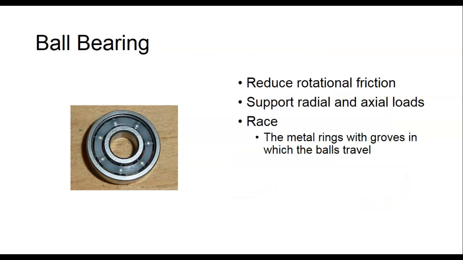This is the ball bearing. This is probably the most widely used out there. It reduces rotation friction and supports radial and axial loads. We call where these things spin at... this has got a groove right here inside of it. Well, we refer to this as a race. So this would be what they call the inner race, and this would be the outer race.